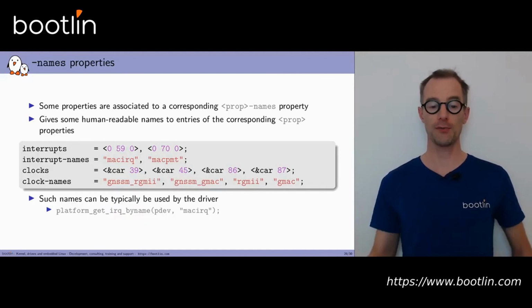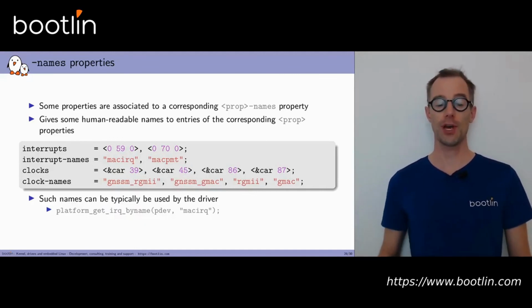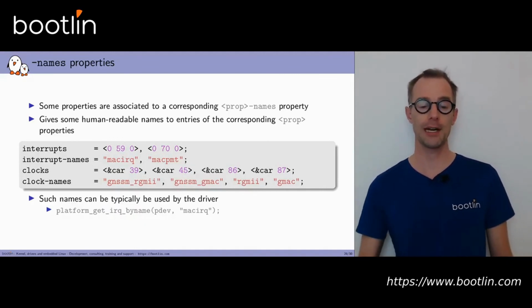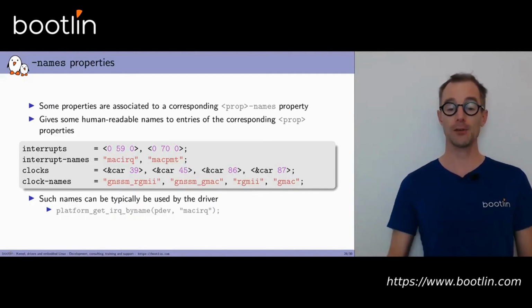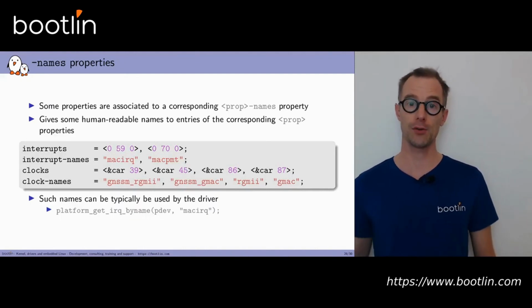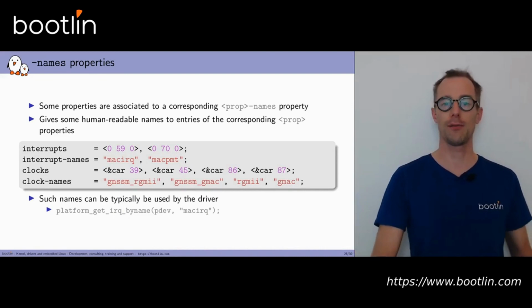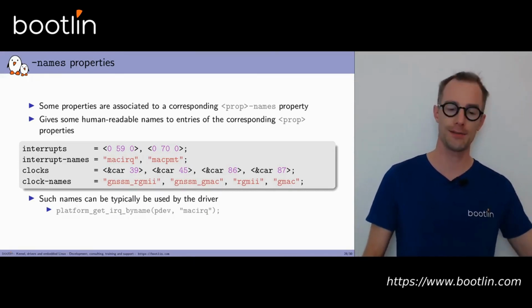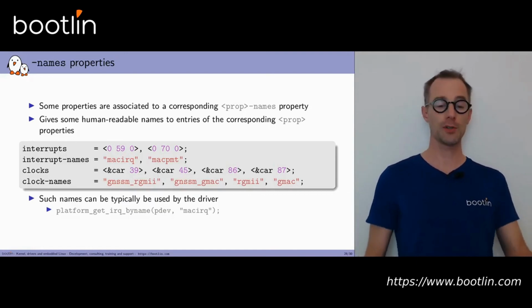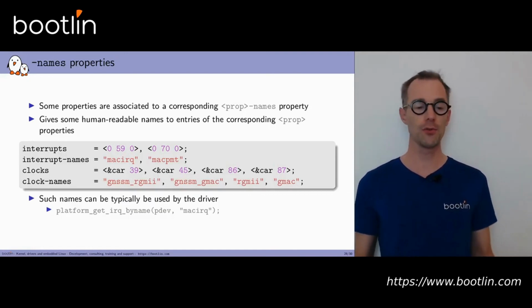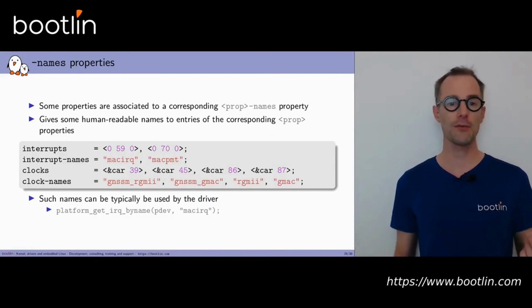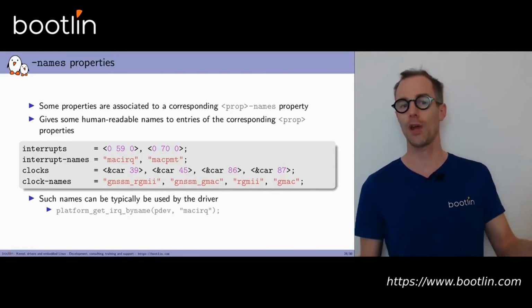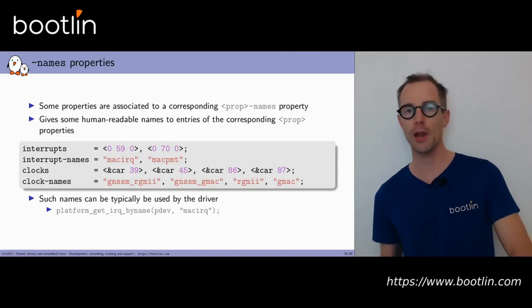of interrupt specifiers. So for example, the driver could do something like platform_get_irq_byname and ask what is the IRQ called MAC-IRQ. And the device tree logic in the kernel would automatically find it is 0590. There is another example with clocks, which follows exactly the same rule. And this is again something we can find for many other properties, reg-names, gpio-names, and so on and so on.